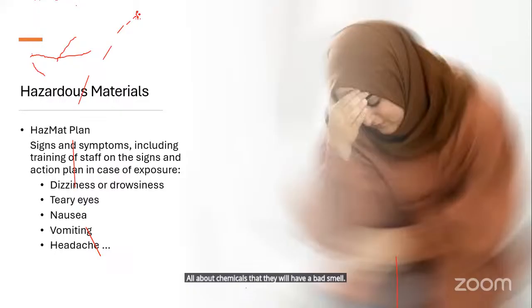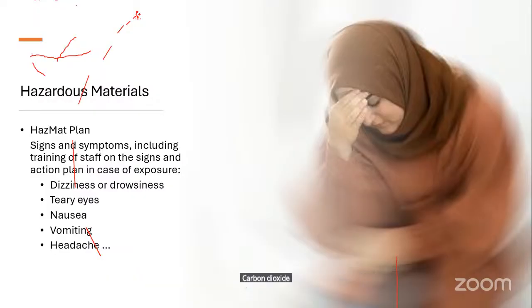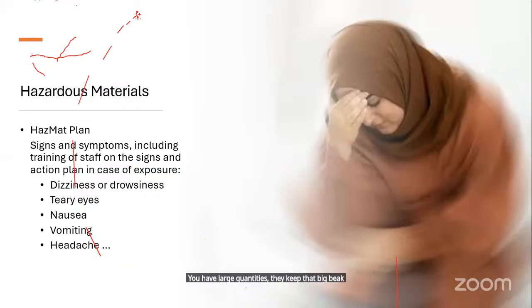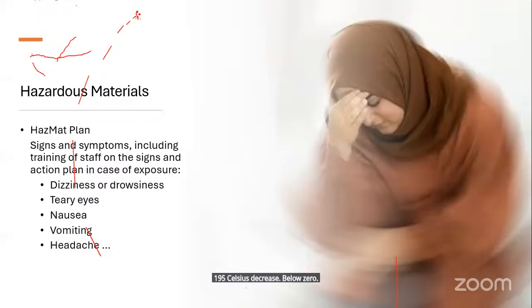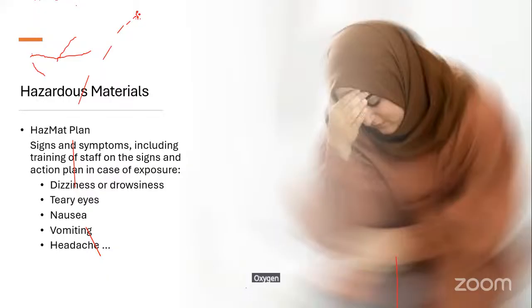A headache, same thing. The headache can happen when you have low oxygen. That means there's something causing that, carbon dioxide, or you have liquid nitrogen. This is another high risk we see in hospitals. If you have a derma clinic, they use liquid nitrogen. You have large quantities, they keep that big beaker in the clinic. If you don't have proper ventilation, it will displace oxygen, because the boiling point of liquid nitrogen is 195 Celsius degrees below zero, so it's boiling at room temperature. You can see it, and it's heavier than air, so it will displace oxygen, and that could cause people to have these symptoms. And if they're not careful, they can suffer some serious injury.